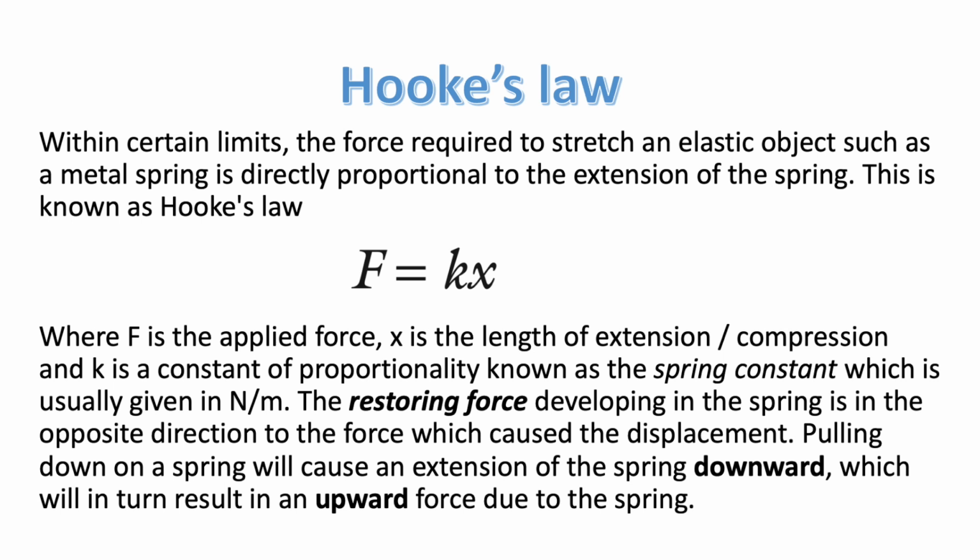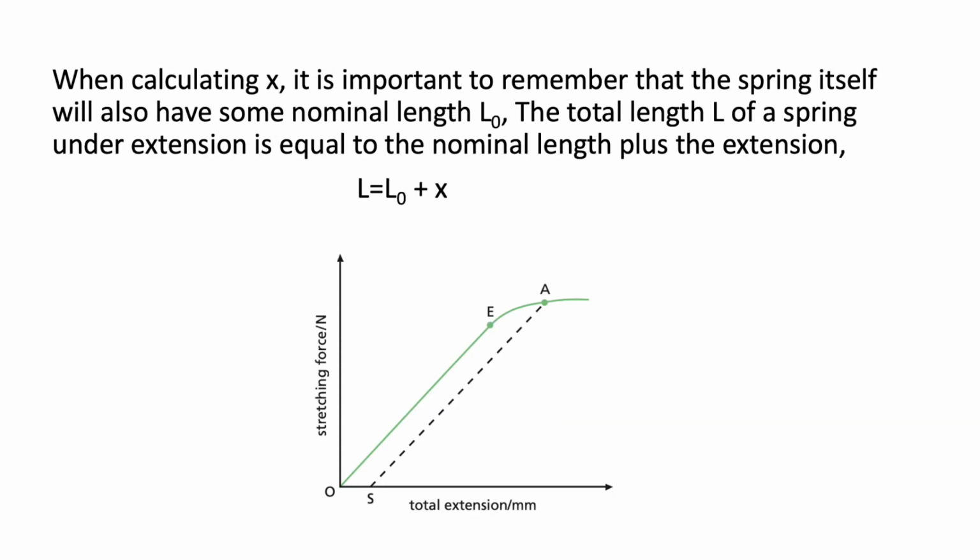The restoring force developing in the spring is in the opposite direction to the force which causes the displacement. Pulling down on a spring will cause an extension of the spring downward, which will in turn result in an upward force due to the spring. When calculating x, it is important to remember that the spring itself will also have some nominal length L0. The total length L of a spring under extension is equal to the nominal length plus the extension. That is, L is equal to L0 plus x.